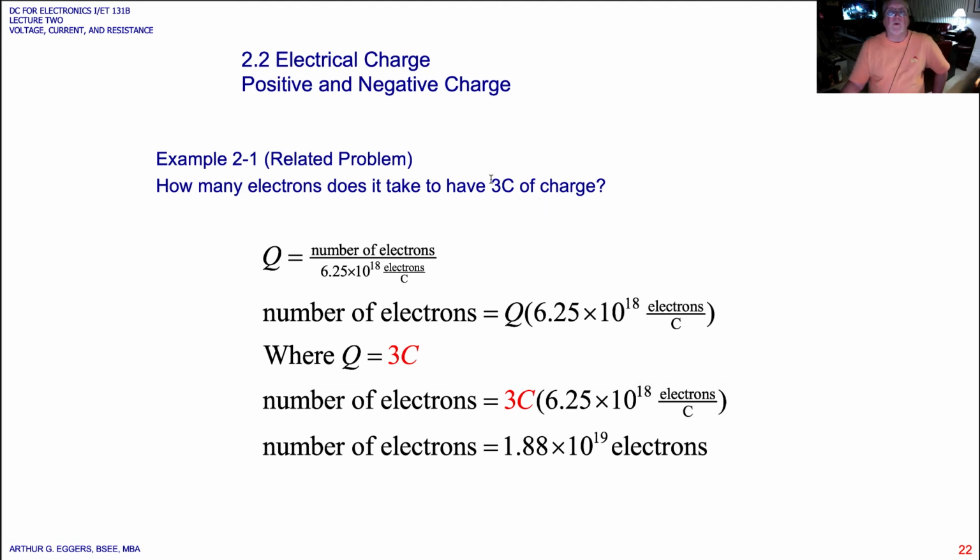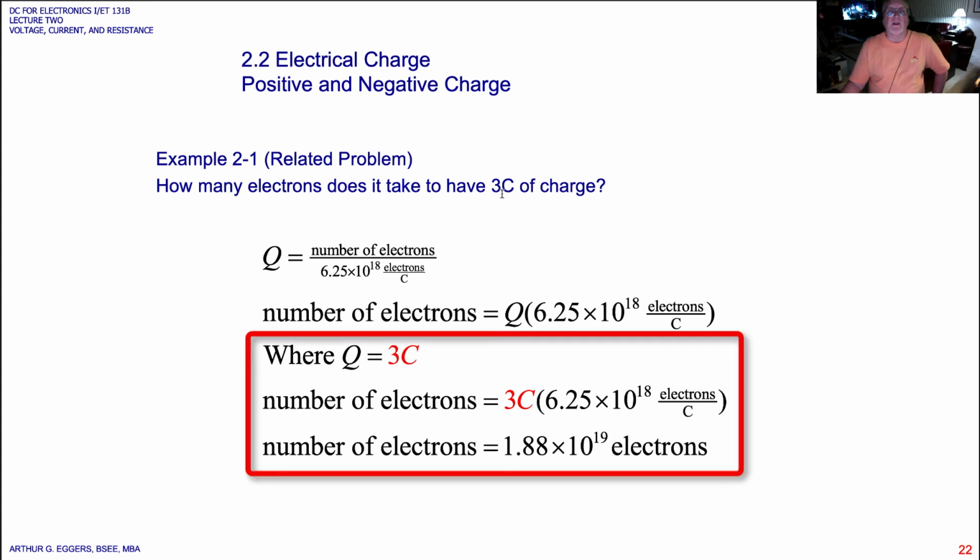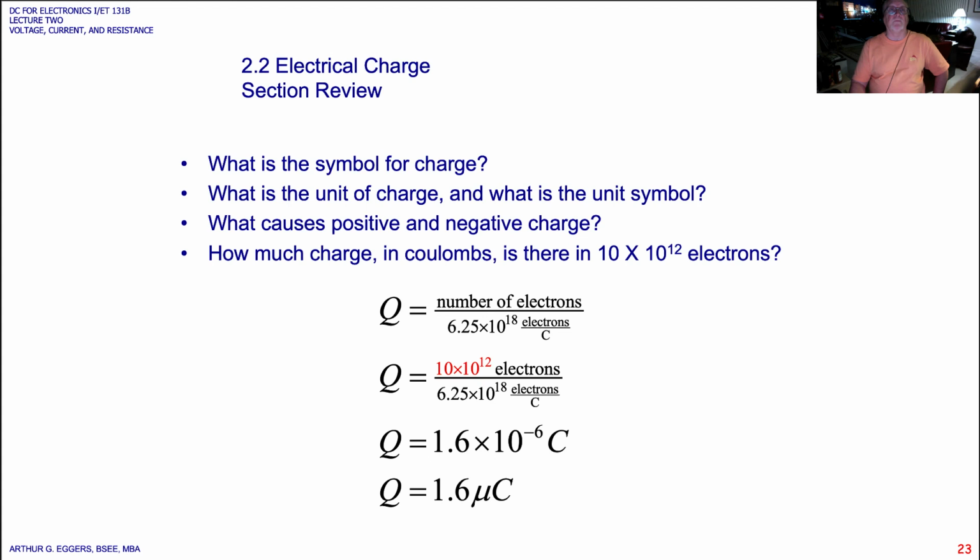We know that we were asked how many there were in 3 coulombs of charge. So we're going to substitute for Q 3 coulombs. So 3 coulombs times 6.25 times 10 to the 18th electrons per Coulomb. Now this time the Coulomb value, C, is what's going to cancel out. And what we're going to be left with is the number of electrons. 1.88 times 10 to the 19th electrons. So now we got a pretty good amount of electrons that we're dealing with in this related problem.